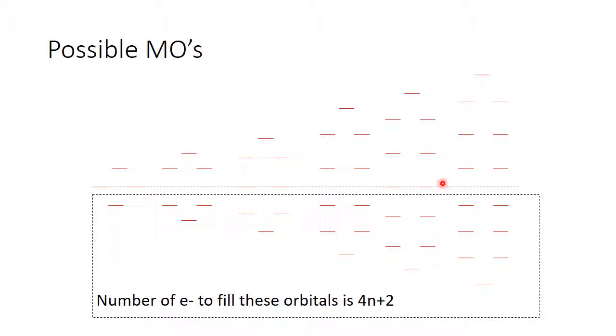Wow, we have a lot of molecular orbitals here. Notice that for us to have only electrons, the highest electrons are bonding electrons below that, this is the non-bonding level right here.